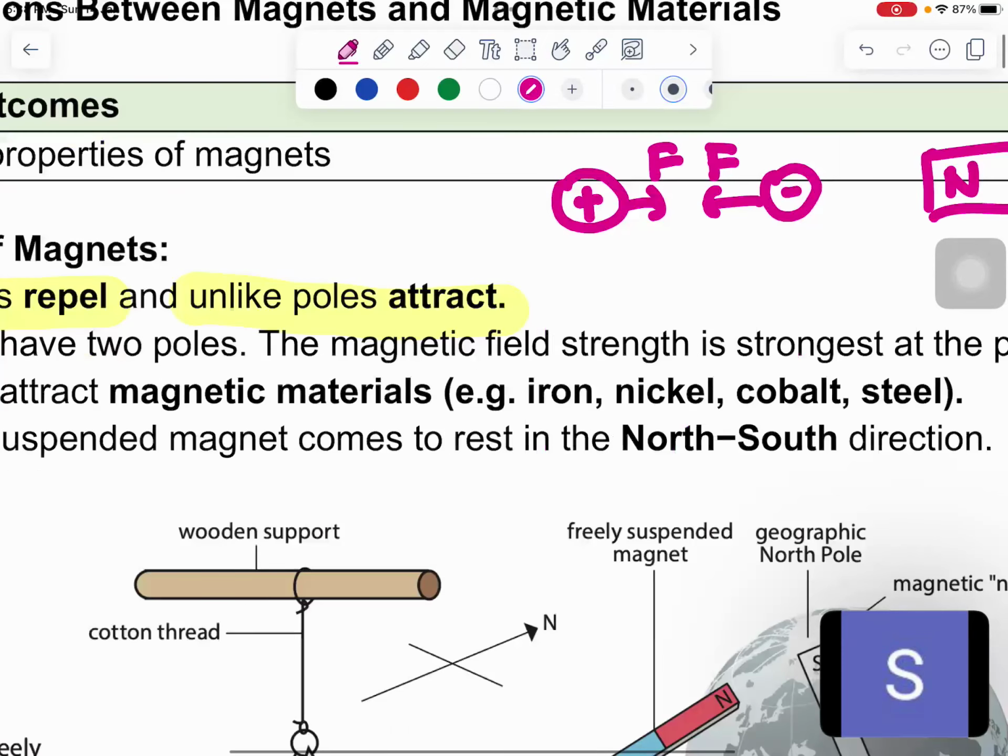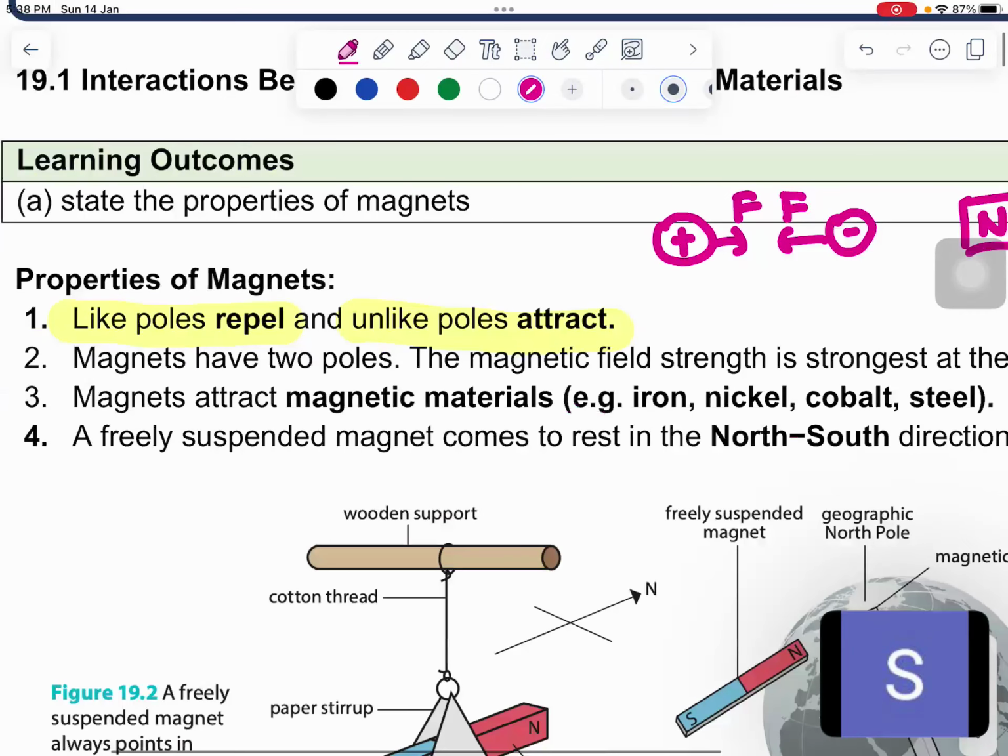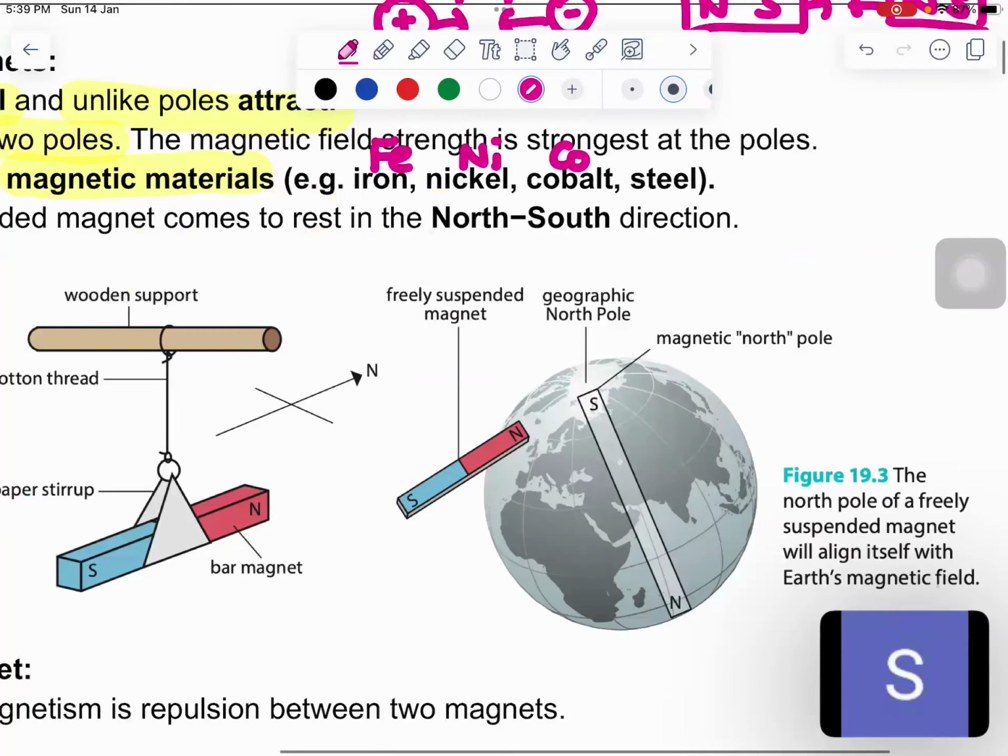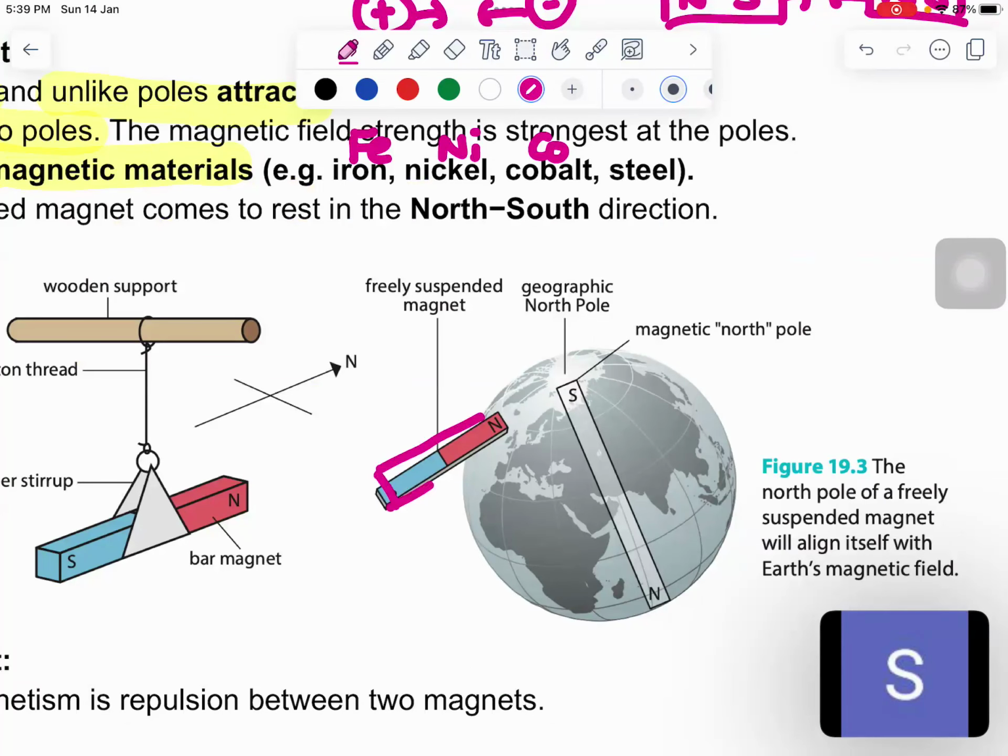Next, magnets have two poles, the north and the south poles. Okay, the magnetic field is the strongest at the poles. Magnets attract magnetic materials such as iron, nickel, cobalt, and steel. Okay, a freely suspended magnet will come to rest in the north-south direction. So this is a magnet. It will point towards the magnetic north.